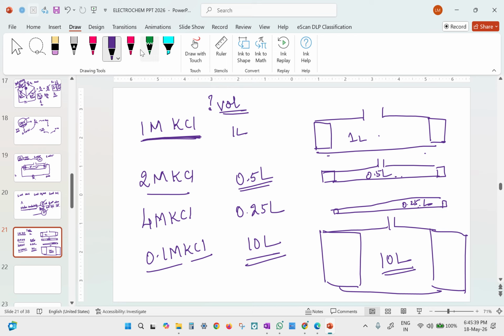Since it is molar conductivity, 1 mole. It's always 1 mole. Not 1 molar. It's always 1 mole. Yes, Ishan? Why 1 mole?